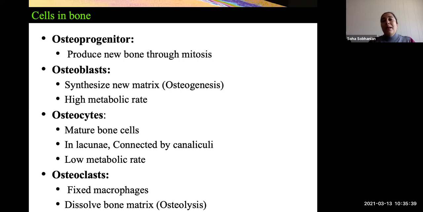If I ask you, what about children, guys? Which of these cells will have the highest activity in children? What would you say? Osteoblasts are going to have the highest activity in children, correct? Because children are undergoing basically a growth spurt, they're making new bone, they're making the new bone matrix.